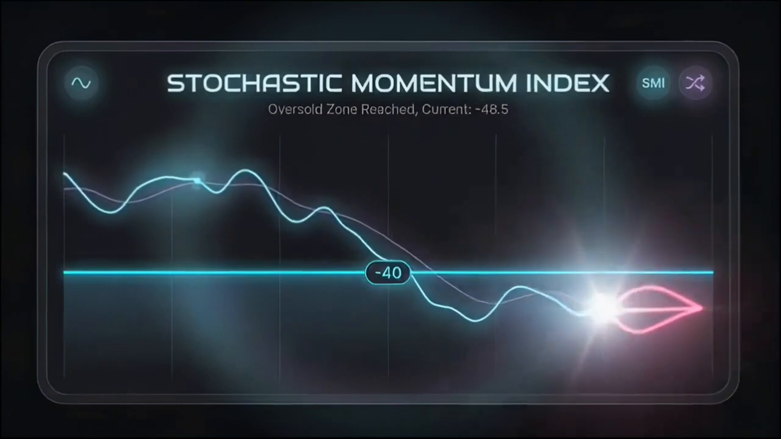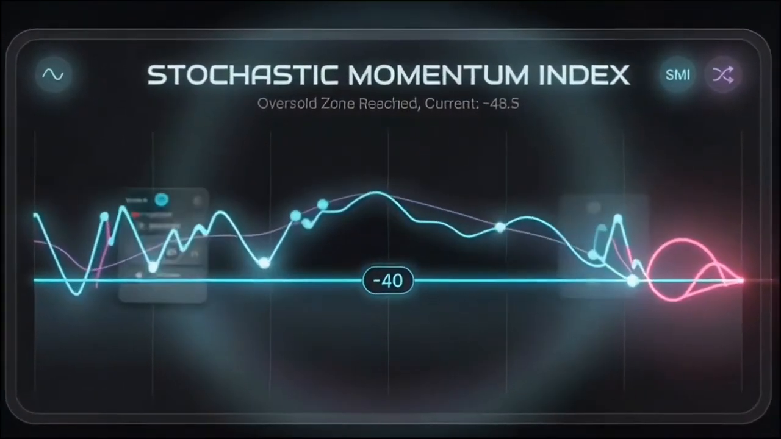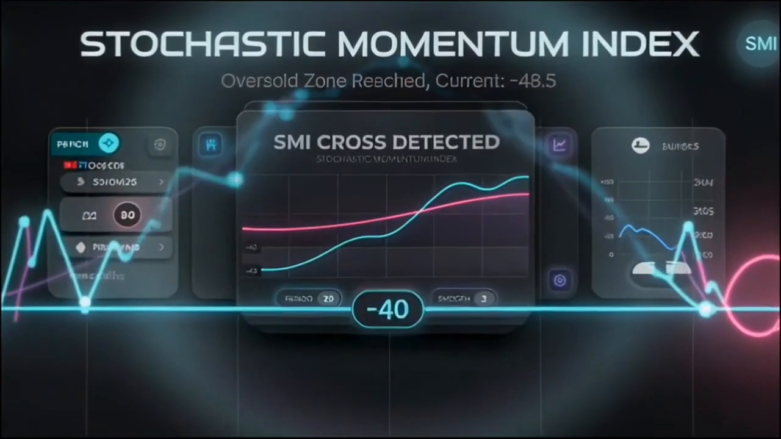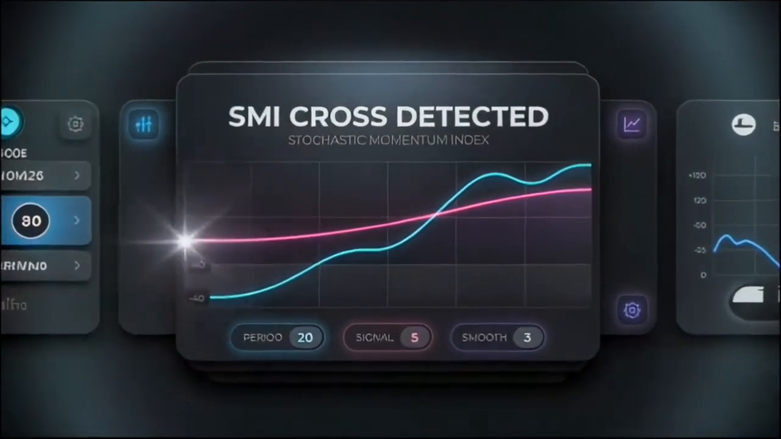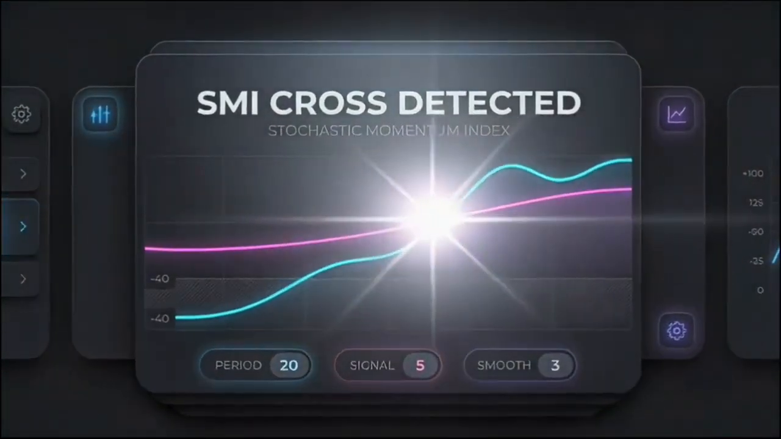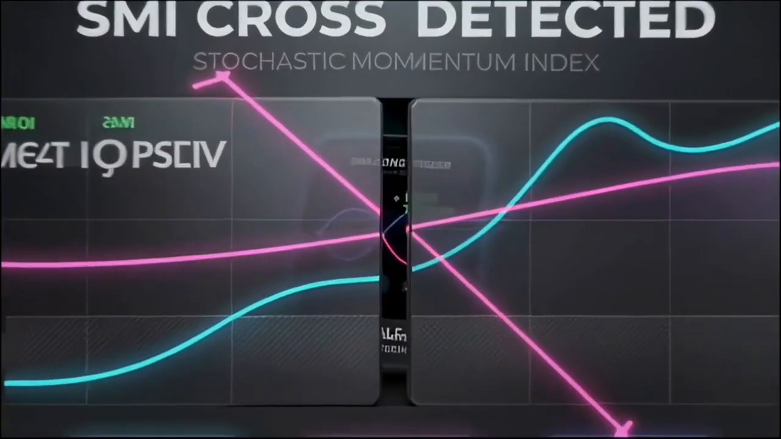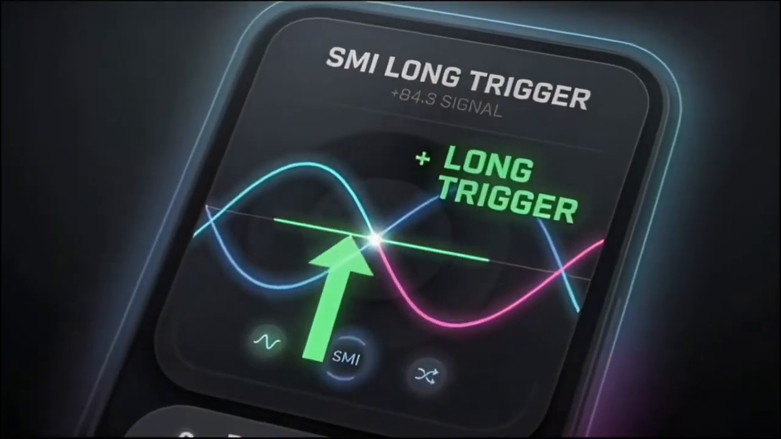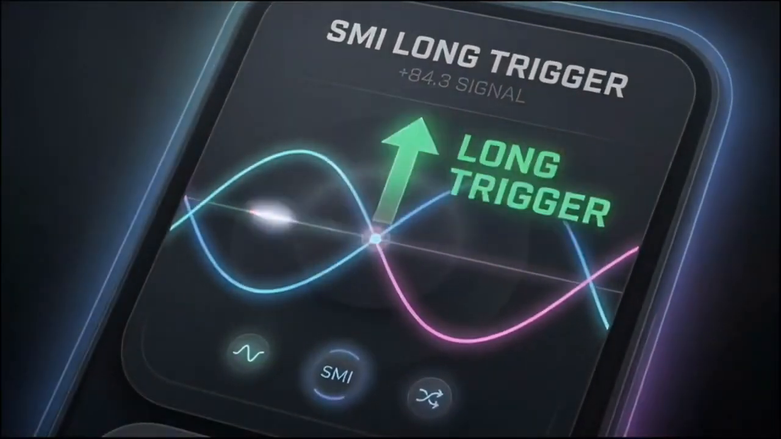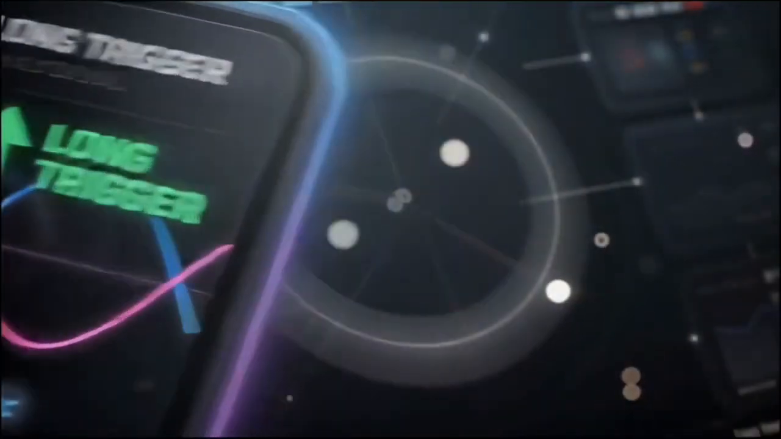Wait for the stochastic momentum index to push beyond +40 or -40. That is the setup, not the signal. The signal fires when the indicator line crosses back over its signal line while leaving the extreme zone. Deep below -40, then a cross up through the signal line as it climbs back out. That is the long trigger.